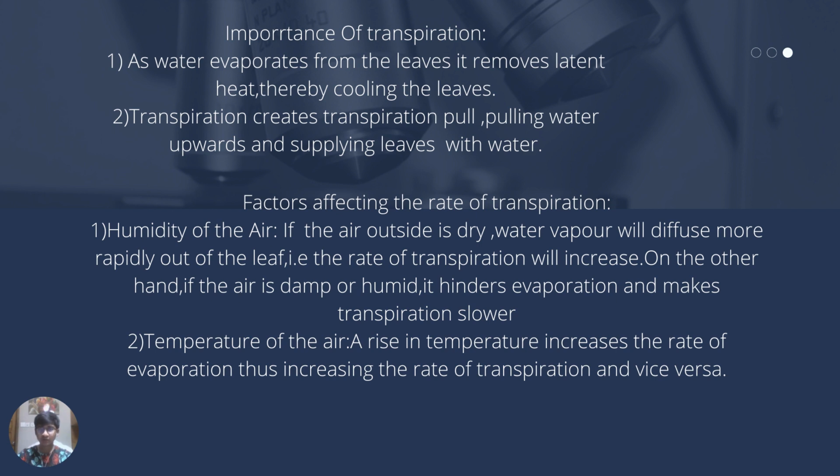On the other hand, if the air outside is damp or humid, it hinders evaporation or diffusion of water vapors, thus making transpiration slower. Now, temperature of the air is also an important factor, as a rise in the temperature increases the rate of evaporation, thus increasing the rate of transpiration, and vice versa.